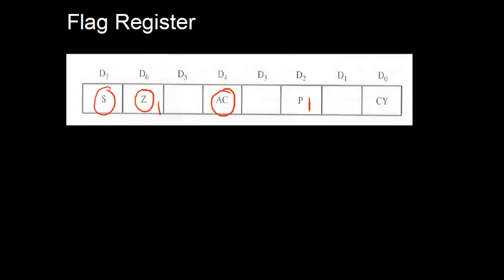Then the sign flag. When we are doing any arithmetic or logic operation, if the D7 bit, the leftmost bit, is 0, then the sign flag is 0. If it is 1, then the sign flag is 1. Let us see with one example.